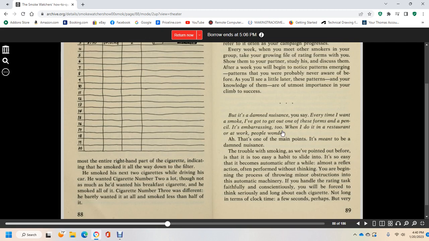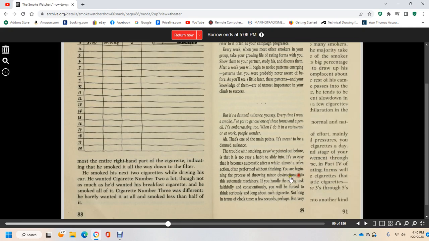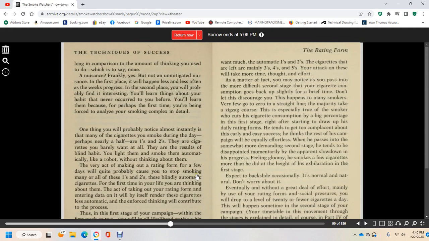The trouble with smoking, we've pointed out before, is that it's too easy a habit to slide into. It becomes automatic after a while, almost a reflex action, often performed without thinking. The rating form throws a minor obstruction into the automatic machinery. If you handle the rating form faithfully, it will force you to think seriously about each cigarette, not long in terms of clock time, a few seconds perhaps, but very long in comparison with the amount of thinking you should do.